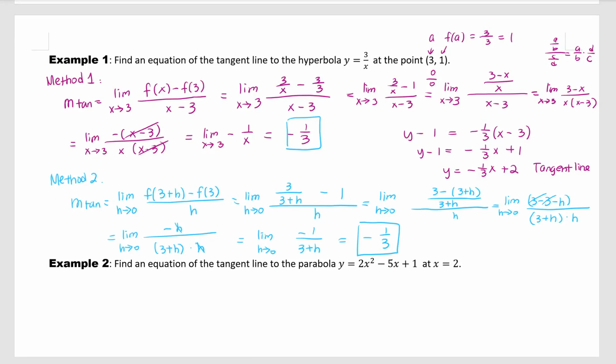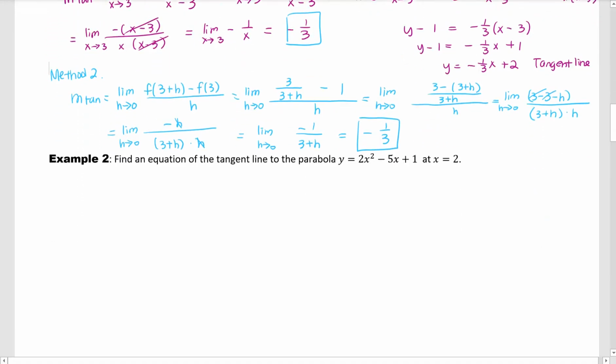Let's compare both methods. The good thing about the second method is your h is always getting close to 0. So your bad guy is always h. But in the previous case, if your a is different, then the bad guy is x minus a. So if your a value is different, then that factor is different. And the steps to find the tangent line are the same. After you get the slope, you plug in your point and slope to get the point slope form, and solve for y to get the slope intercept form. So far, so good, everybody?